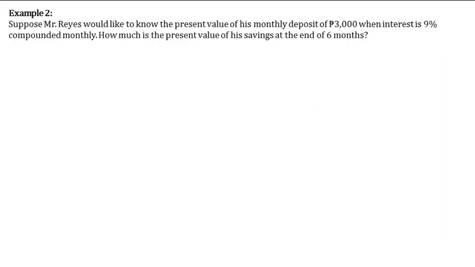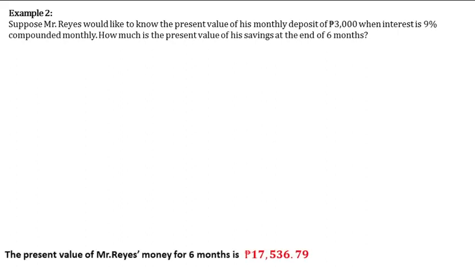So, balik tayo sa kaninang example. So, suppose Mr. Reyes would like to know the present value of his monthly deposit of 3,000 pesos when interest is 9% compounded monthly. So, how much is the present value of his savings at the end of 6 months? So, sabi dun kanina sa answer, the present value of Mr. Reyes' money for 6 months is 17,536.79 at meron tayong mga given na to. So, ang hinahanap, present value at yung R dito, instead of F, siya ay magiging R, periodic payment. Kasi nga, 3,000 for each month ang binabayad niya.